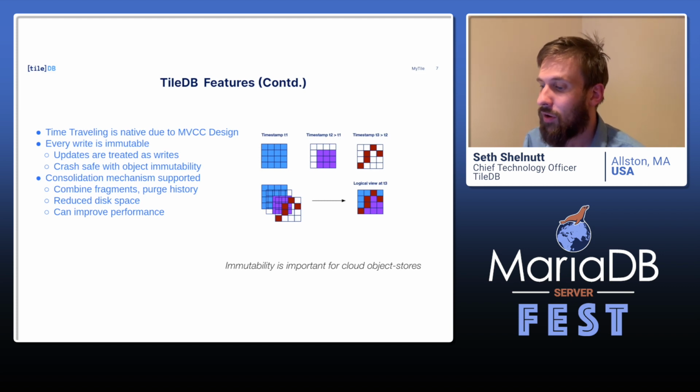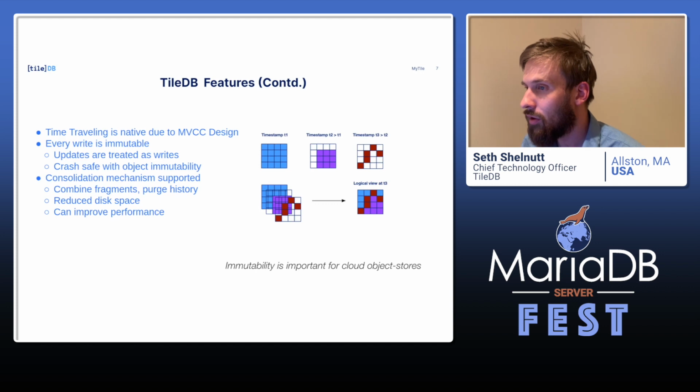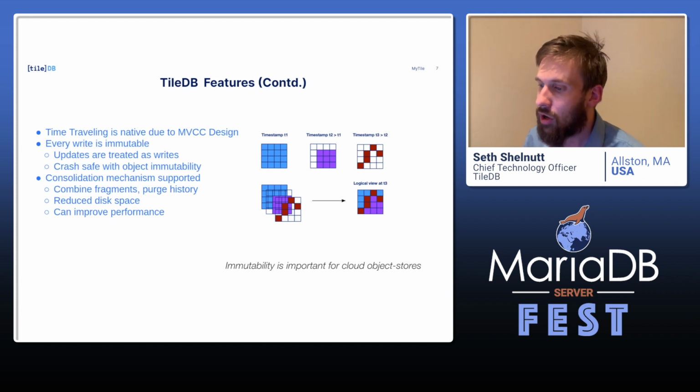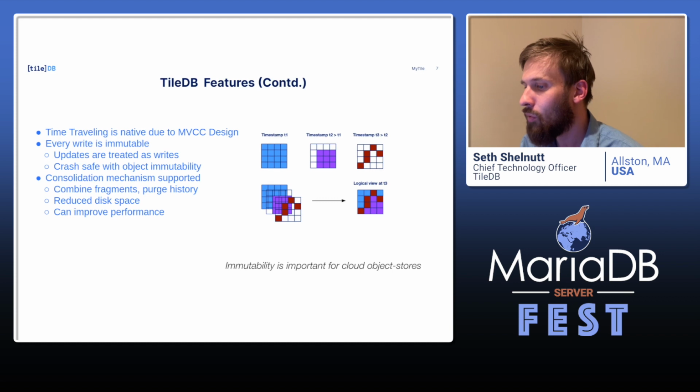And this is very important for cloud object stores where objects are immutable and you're not allowed to update single bytes. This also provides a number of benefits, time traveling being one of them. So if we look at the diagram that we have here, we have 3 writes that occurred. At T1, we wrote the 4x4 array. At T2, we wrote a subset. And at T3, we wrote a very sparse subset all over the place.